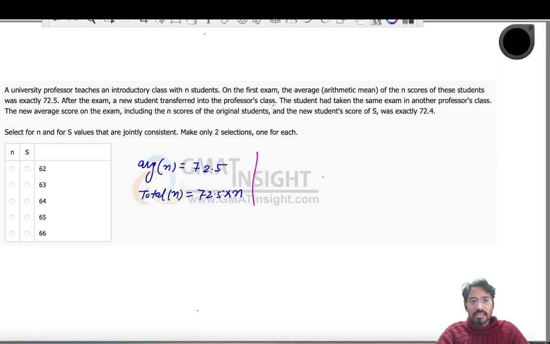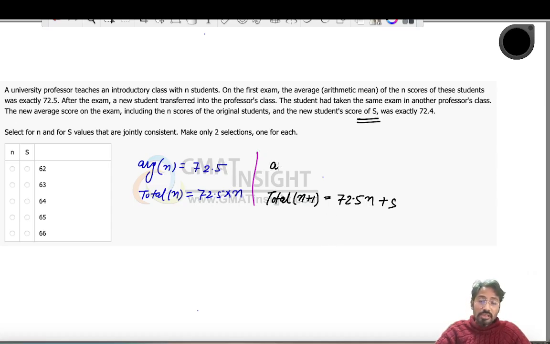Now next line. After the exam, a new student is transferred into the classroom, and the student had already taken the same exam in another professor's class. The new average score on the exam, including the n scores of the original students and the new student with the score S, was exactly 72.4. So the total score of all the students, now how many students do we have in total? N plus 1, because one more student has joined. Earlier total was 72.5n, and now the new student has come up with a score of S, so the total score should be this plus S.